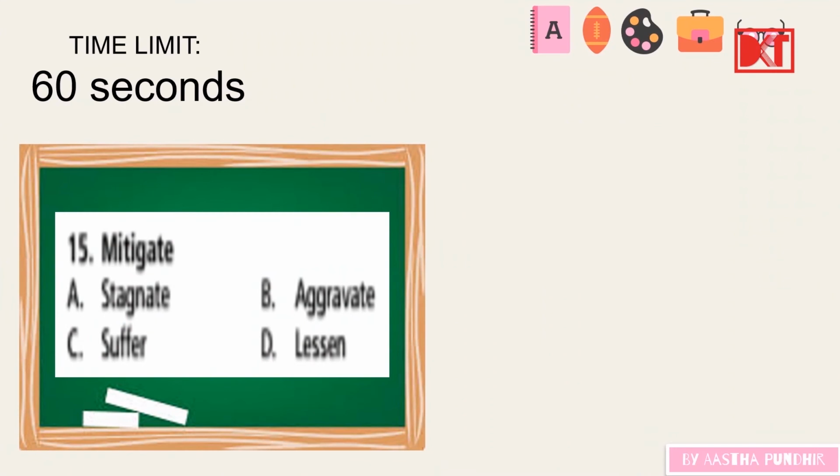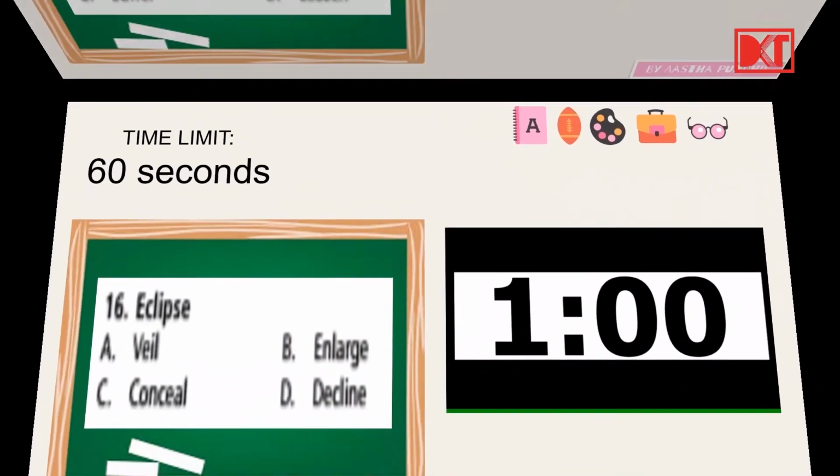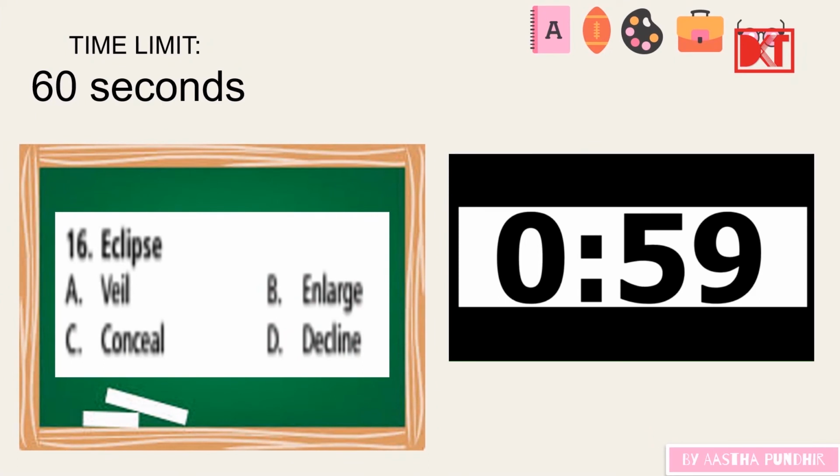Okay, next up we have mitigate. Here the options are stagnate, aggravate, suffer and lessen. Now mitigate actually refers to reducing the effects of something, like mitigating action taken after a disaster, which is to reduce the harmful impact of the disaster. So the opposite would be aggravate. Aggravate is increasing something, mitigate is lessening it. Alright. So your time starts now.